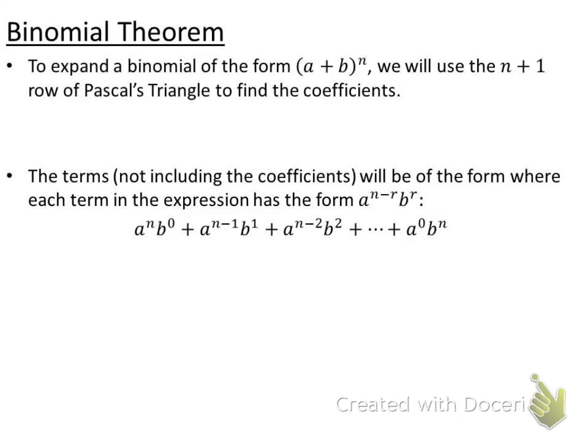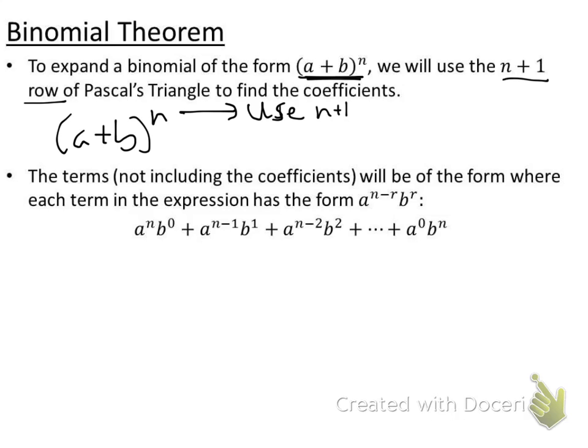The binomial theorem says to expand a binomial of the form a plus b to the n. So we have one term plus another term to some power. We will use the n plus 1 row of Pascal's triangle to find the coefficients. So if n is 7, I use row 8. If n is 4, I use row 5. That's the idea we have.